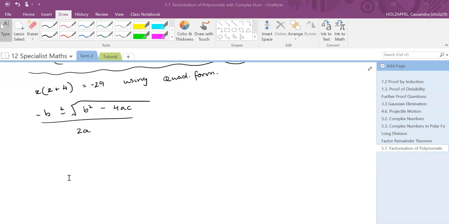Okay, so here we go. For this one, the first thing I'm going to do is expand those brackets so I can get it in the form ax squared plus bx plus c equals 0.